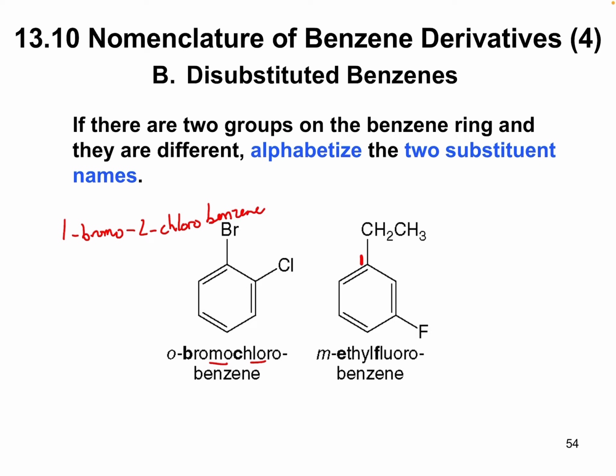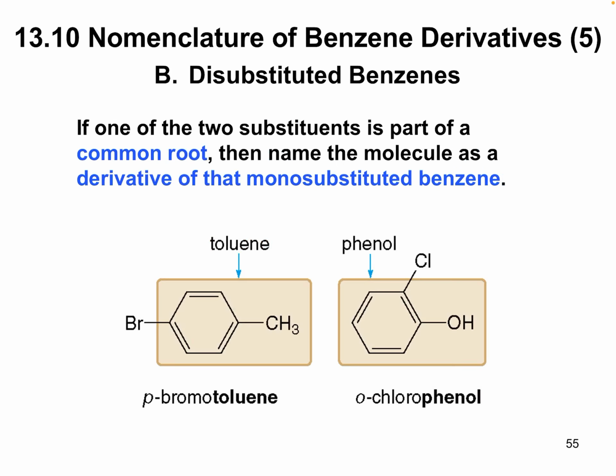Or because ethyl comes before fluoro and the two are at the 1 and 3 positions here, we could, instead of saying 1-ethyl-3-fluorobenzene, call this meta-ethylfluorobenzene. So we can also use that second substituent group with this ortho, meta, para nomenclature if we are naming it as part of one of those benzene derivatives that has its own name.